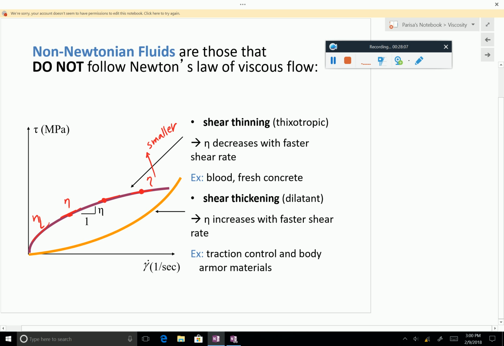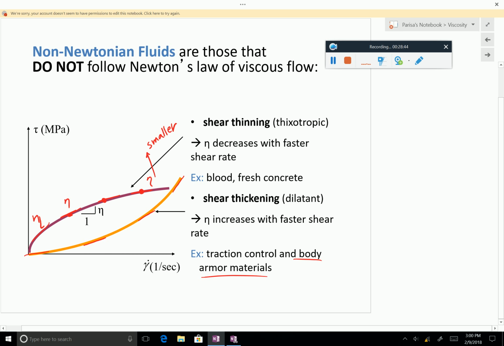There are, on the other side, materials which have the opposite behavior. If you apply the strain faster and faster, they become more resistant. And one important material here, not to civil engineers, but let's say to the army, is body armor materials. This is what we want, right? That if something comes at a very high strain rate, you have a very high resistance. You don't want the material to start to flow.